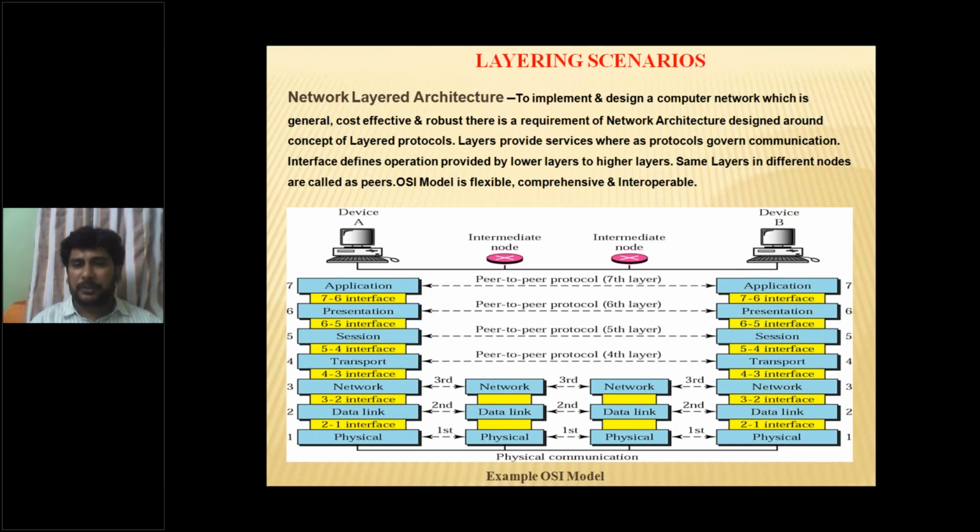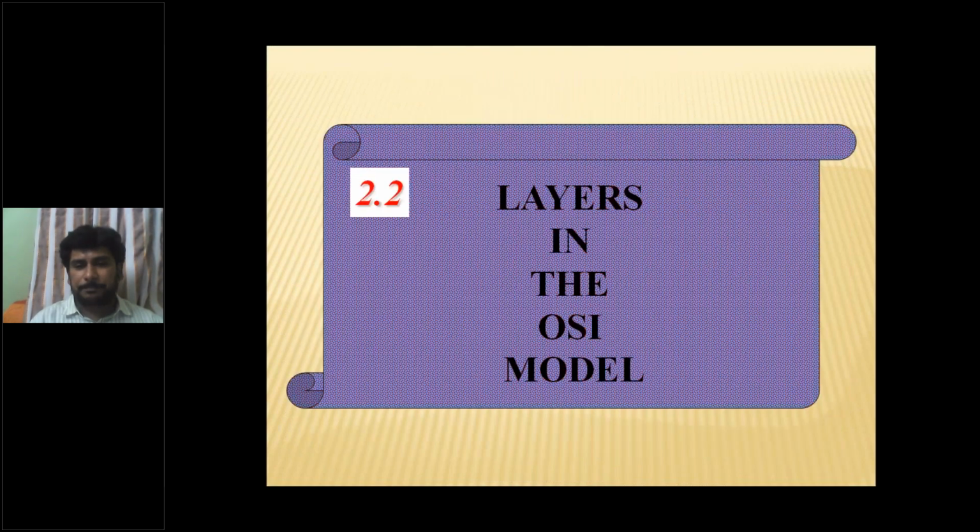Clear. So network layered architecture means we are trying to design a network which is robust, general, and cost effective. And here we are trying to understand the functions of various layers and the interfaces used between different layers. At the same time, how the peers would like to communicate with each other.